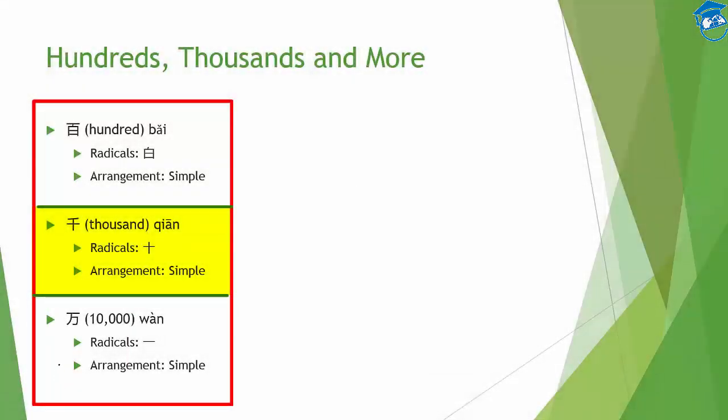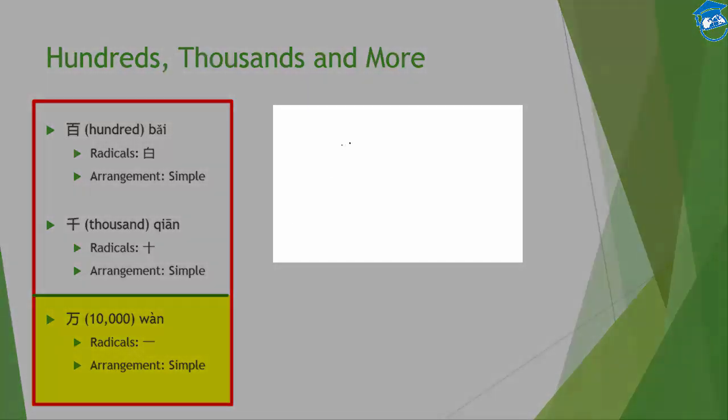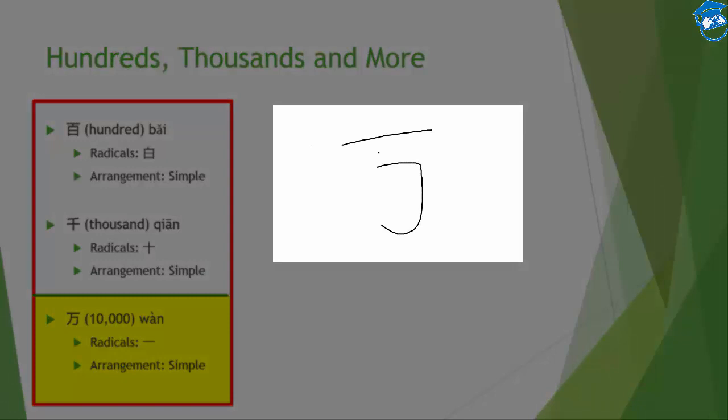Okay, the final word is 万. This means 10,000. So now you know in Chinese we have a bundle of 10,000. It's not like tens of thousands, but we say it as 万. The radical is the horizontal stroke, so it's just what's on top of it. The arrangement is simple. Here's how I write it. 1, 2, 3. Okay, so this is 万.